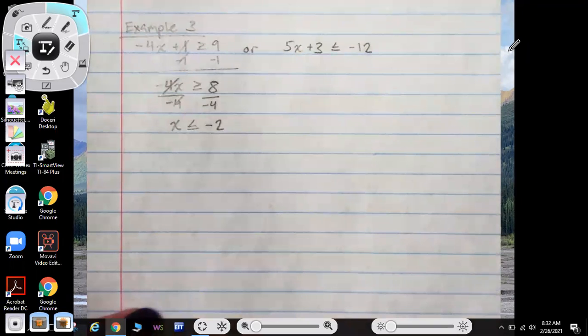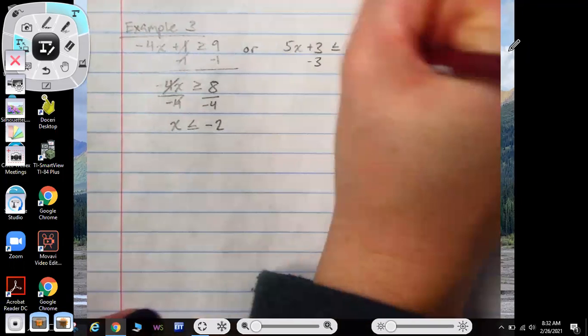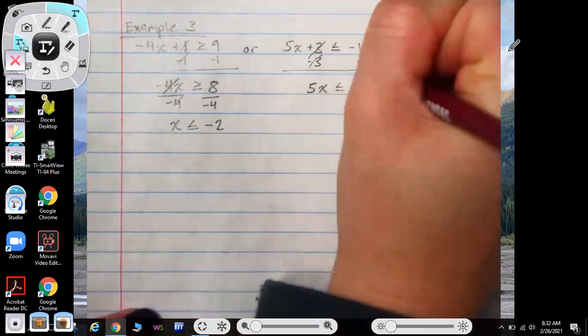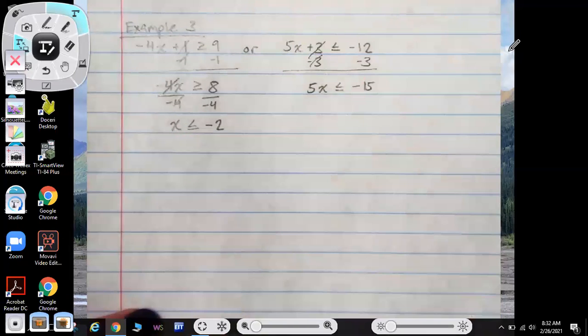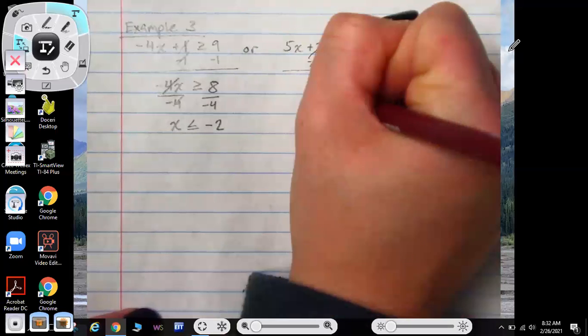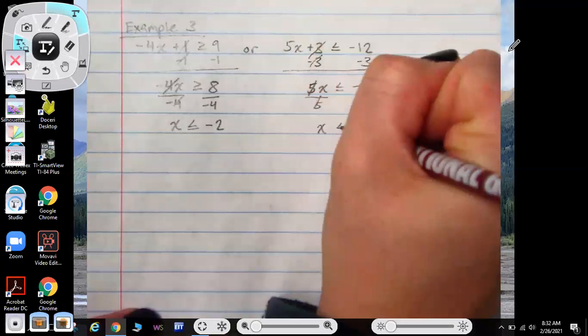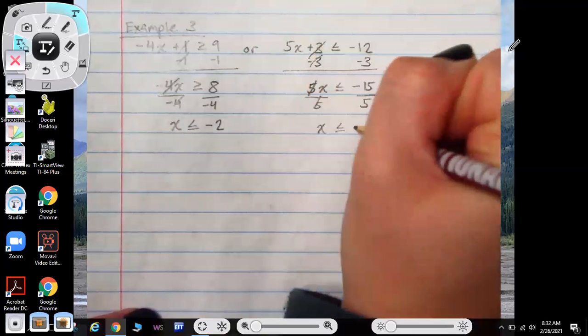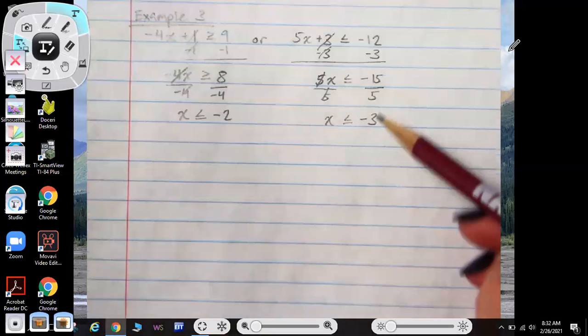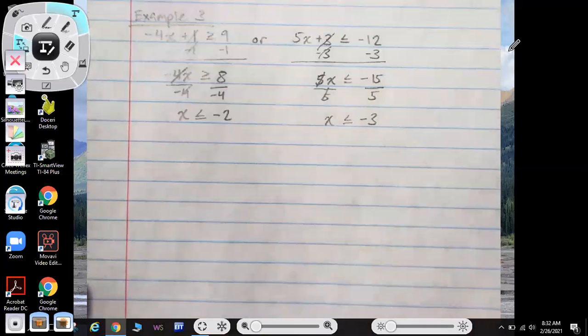Solve the other inequality. Subtract 3 from both sides. Negative 12 minus 3 is negative 15. Divide both sides by 5 to get x by itself. We get x is less than or equal to negative 3. So we ended up with a negative number, but we did not divide by a negative number. So our sign doesn't flip here.